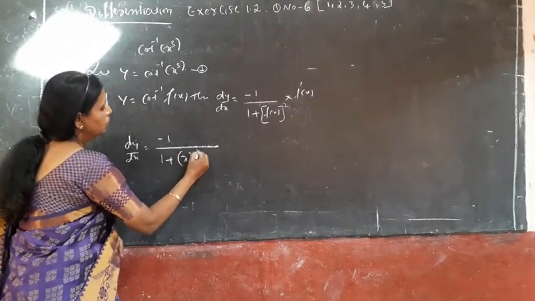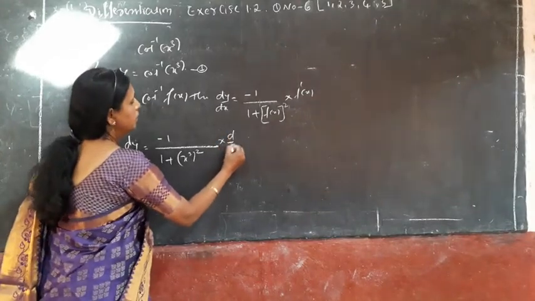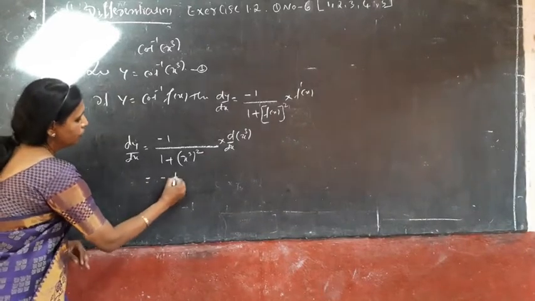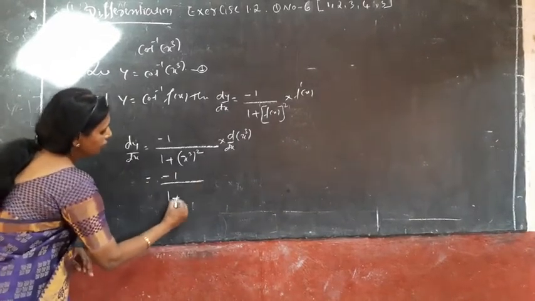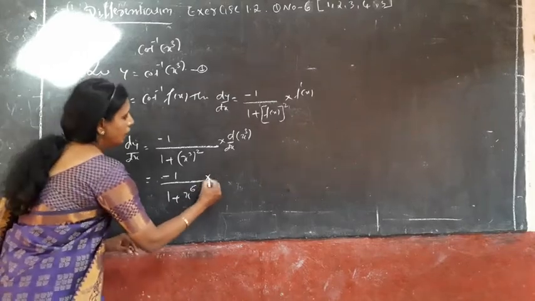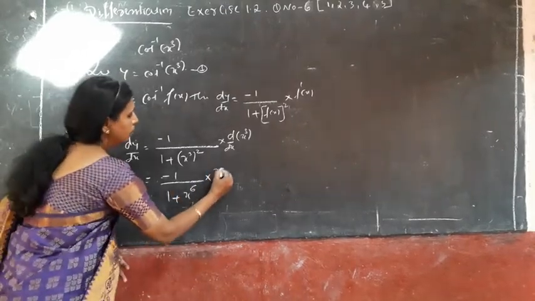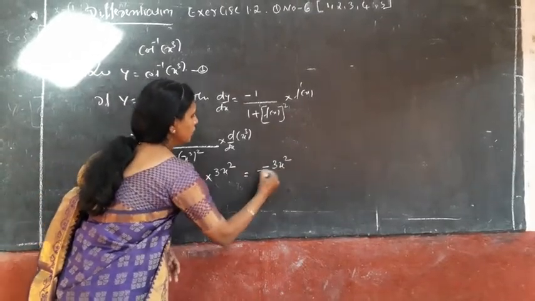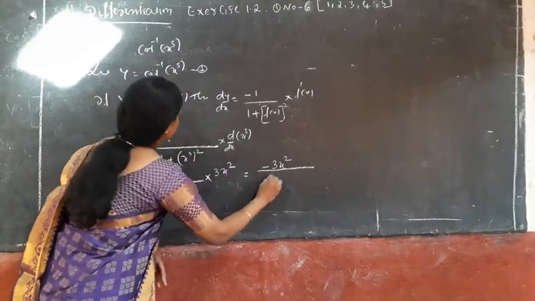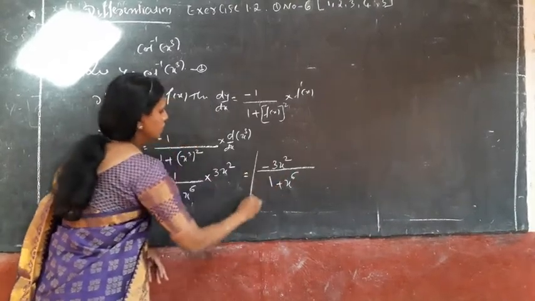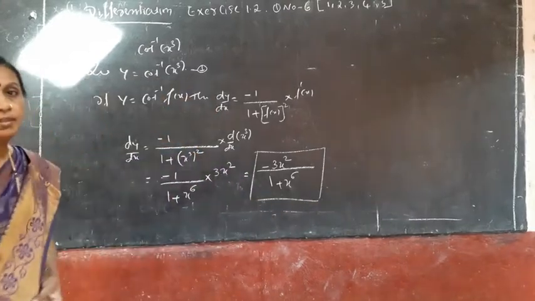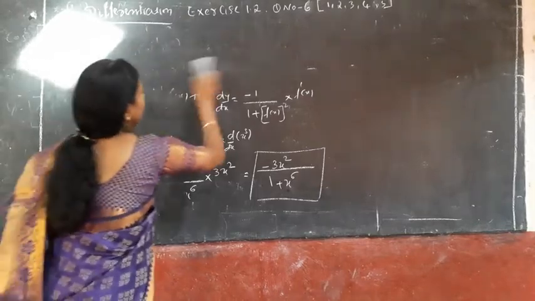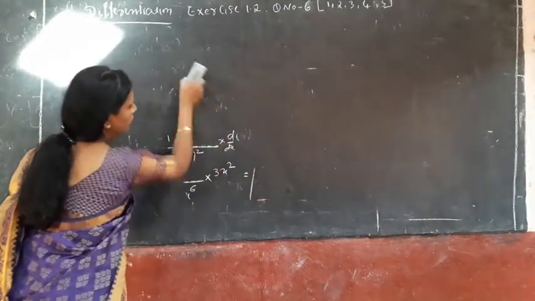So differentiation of this function becomes dy upon dx equal to minus 1 divided by 1 plus x cube raised to square into differentiation of the function, that is x cube. This is equal to minus 1 divided by 1 plus x raised to 6, and differentiation of x cube is 3x square. Therefore, final answer is minus 3x square divided by 1 plus x raised to 6. This is the answer for third example. Next, consider the fourth example.